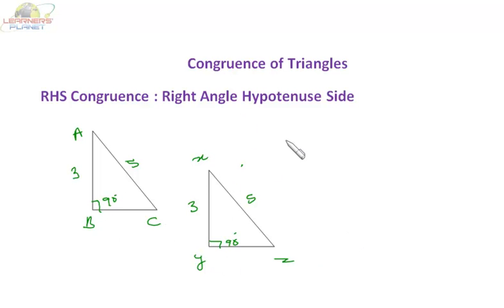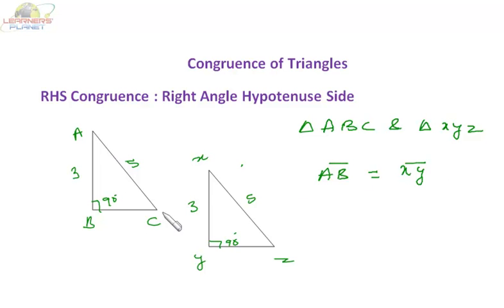Just write it over here. Triangle ABC and triangle XYZ, both of them are right angle triangles. We can see angle ABC and angle XYZ, both of them are of 90 degree. Now here we can see the length of line segment AB is equal to the length of line segment XY, and the length of line segment AC is equal to the length of line segment XZ, and both of them are hypotenuse of respective triangles.